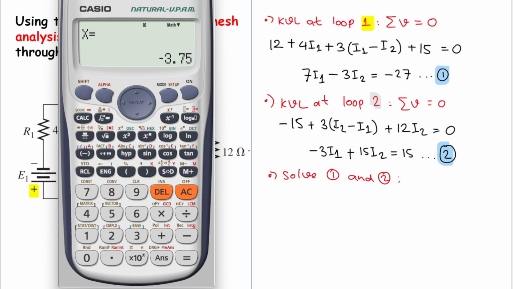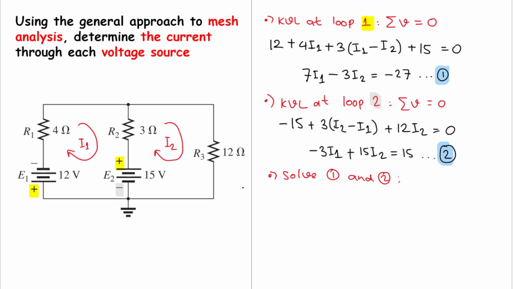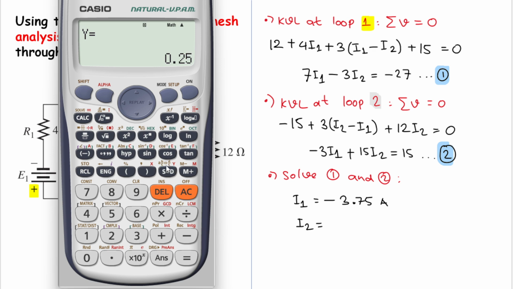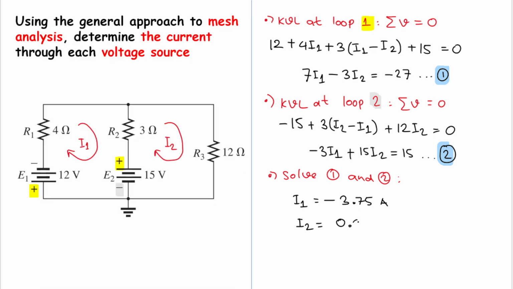Okay, we will have I1 here. I1 is minus 3.75 ampere. And what is I2? I2 will be the Y value here, and that will be 0.25 ampere. But the question is not asking us about that, so we need to answer the question here. What is the question? The current through each voltage source.